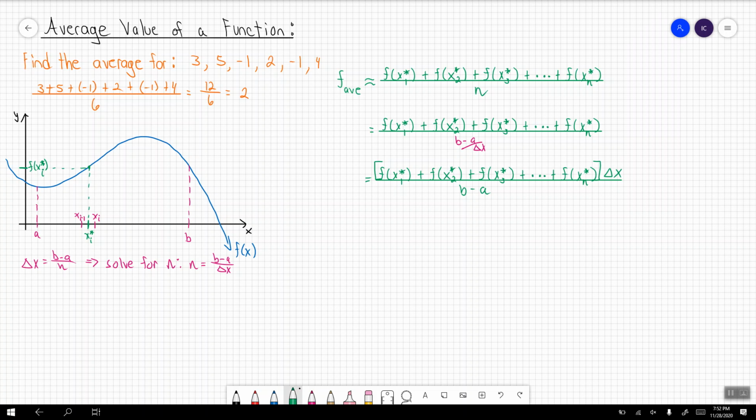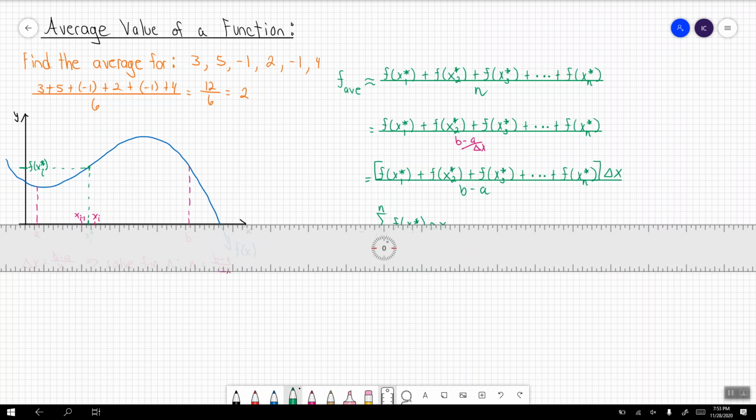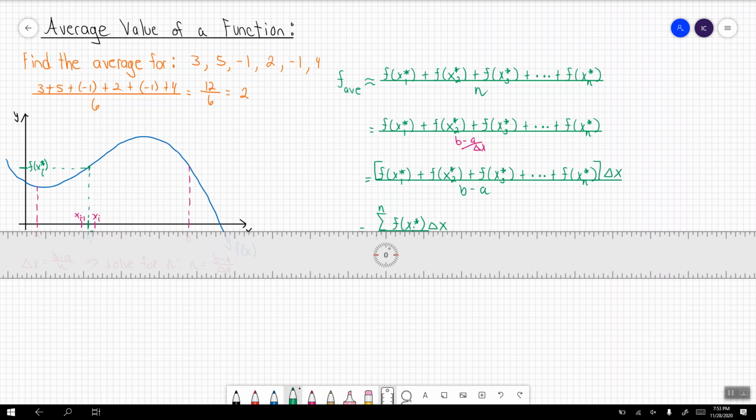But I want you to start looking at the formula inside of the brackets. That formula inside of the brackets can actually be condensed by a summation. If we begin i at 1 and stop at n, then that's going to be the summation of all of these sample points of x sub i, multiplied by delta x. And then all of this is being divided by b minus a. So we'll keep that b minus a in our back pocket for now.